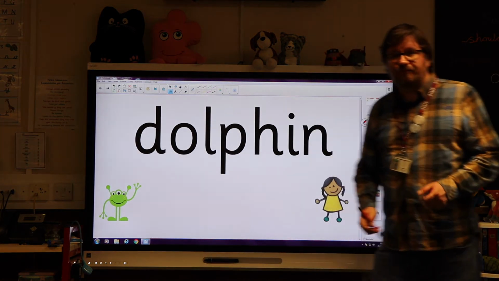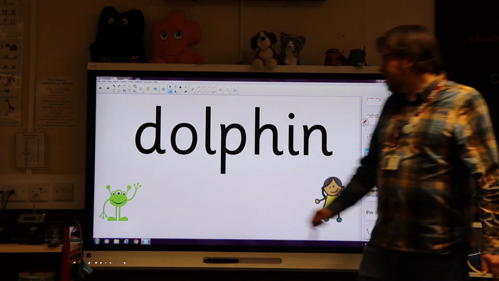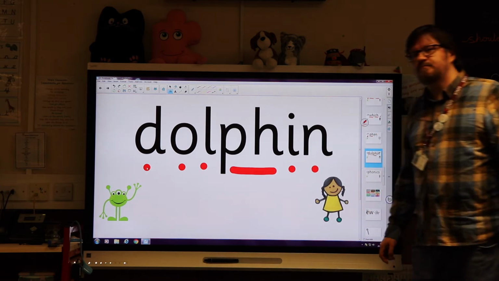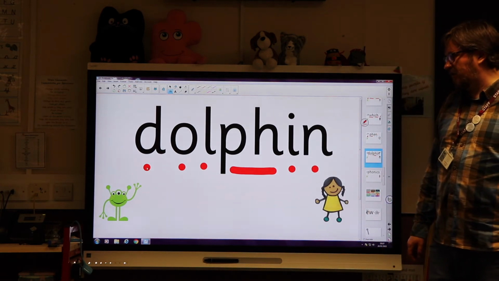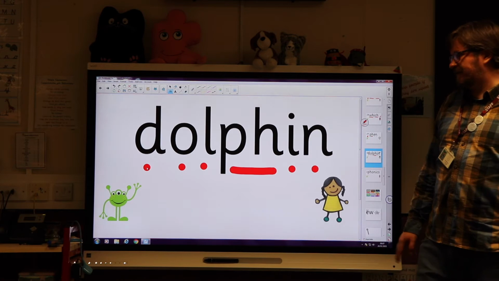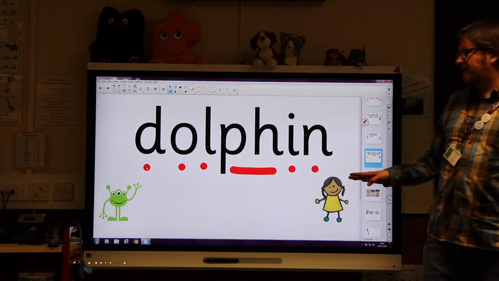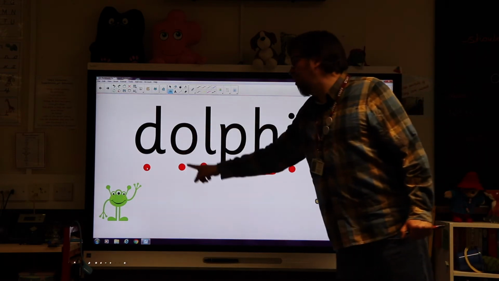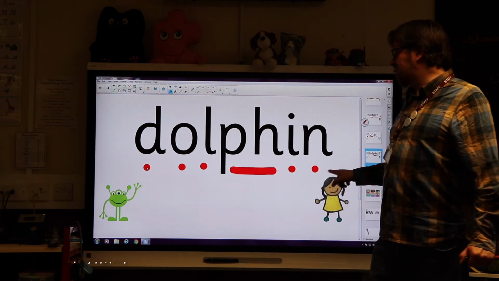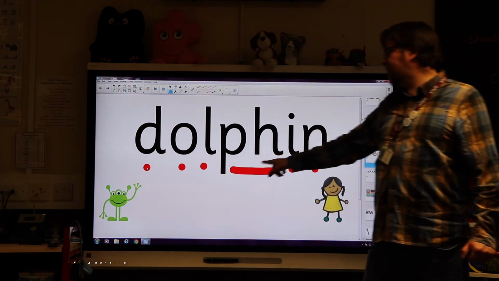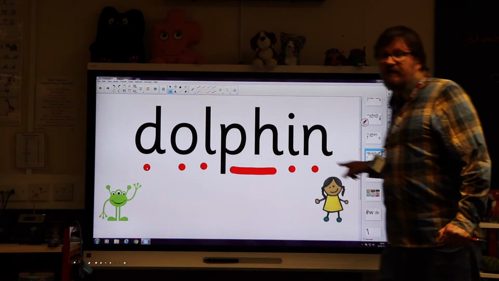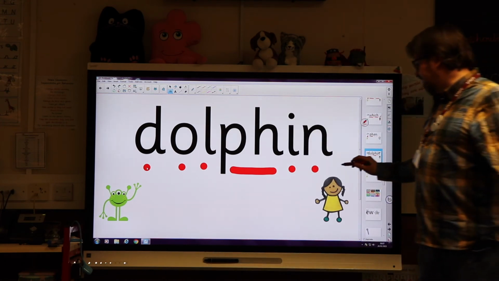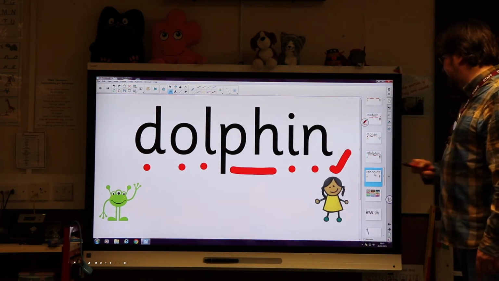Are you ready? Big long word here. Let's put the sounds in. What is it? It's quite a long word. Got quite a lot of graphemes in. It's got six phonemes. Let's count them. 1, 2, 3, 4, 5, 6. Let's say them out loud. D-ol. F-i-n. Dolphin. Is that a real word or an alien word? What do you think? It's a real word. A dolphin. You might see one in the sea.